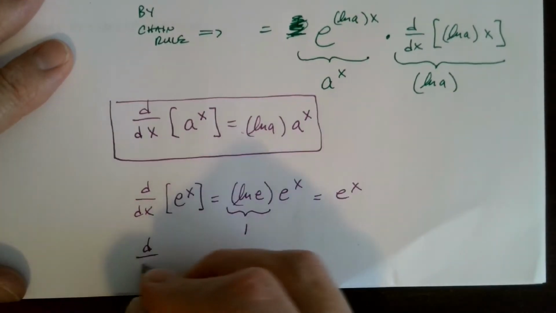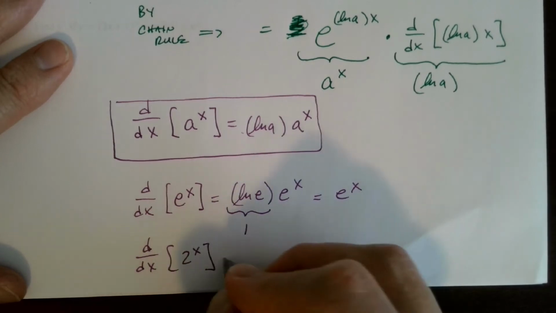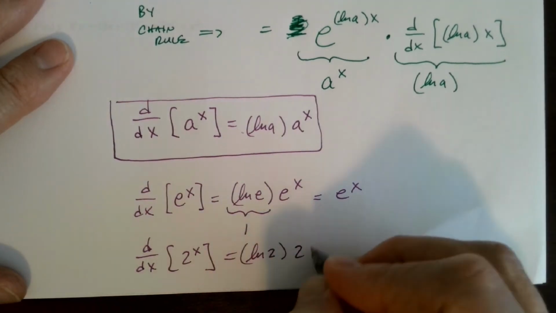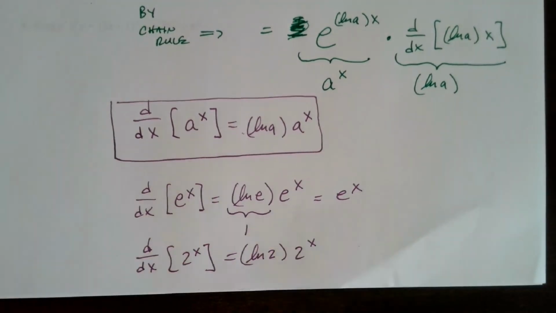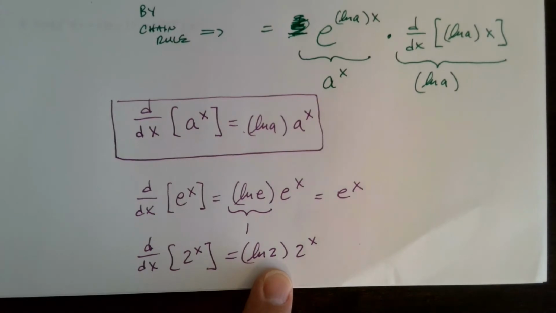However, if I take the derivative with respect to x now of, say, 2 to the x, by this rule, it's the natural log of 2 times 2 to the x. Okay. So it's a scalar multiple. And natural log of 2, you can use your calculator to approximate if you want to, to get an idea of what that is. But again, that's just some real number. It's a real number multiple of the original function that is the derivative.